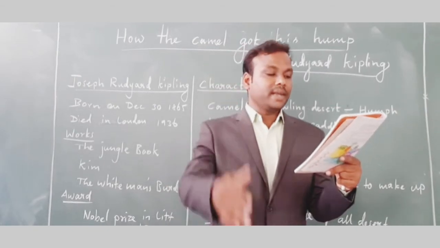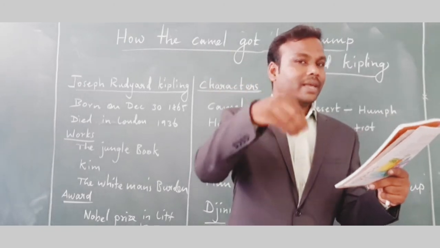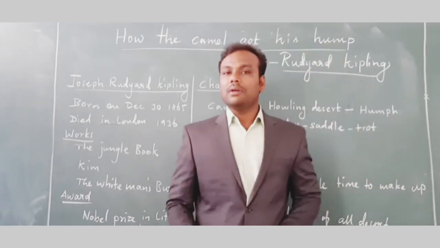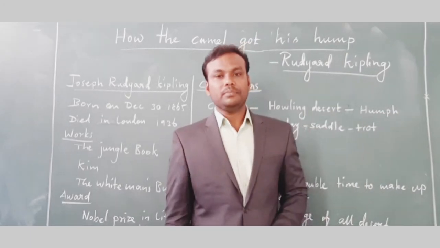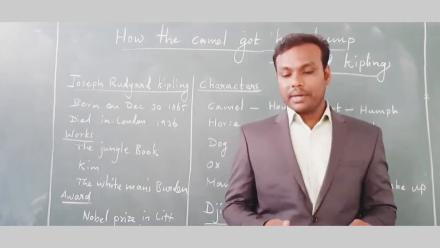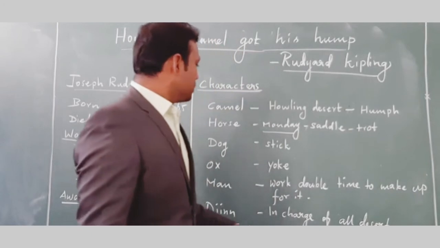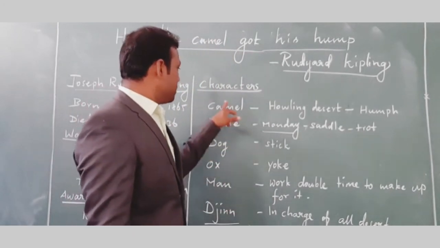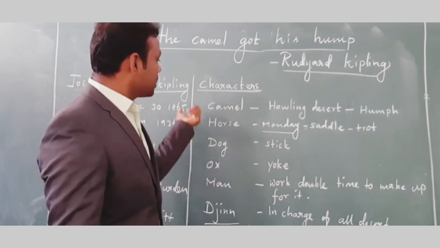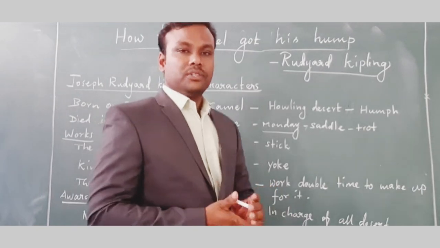Yes, he lost the three days that he missed at the beginning of the world, and he has never yet learned how to behave. So this is the story of how the camel got his hump, by Rudyard Kipling. These are the four animal characters in this story. I hope you all understood well, children. Thank you.